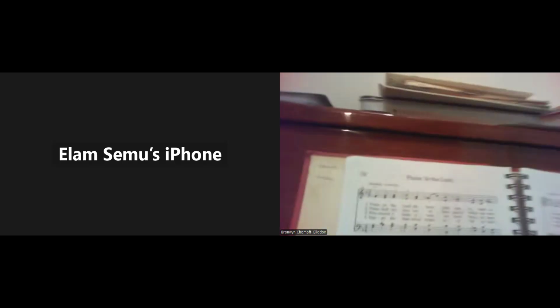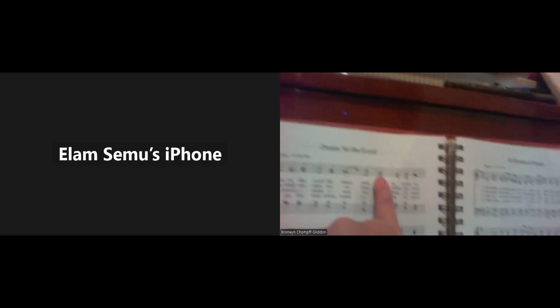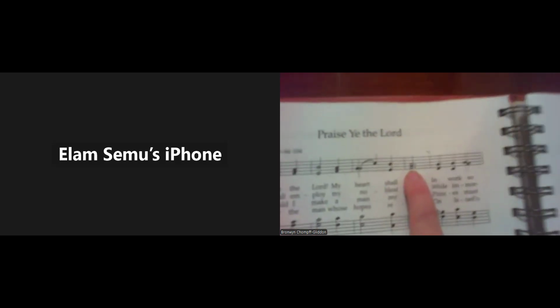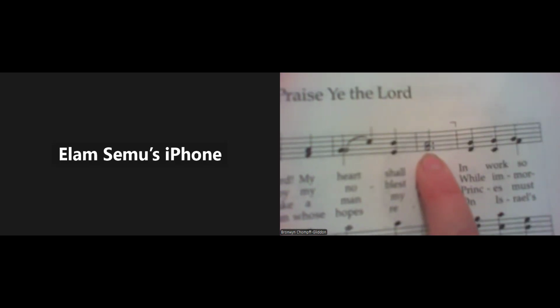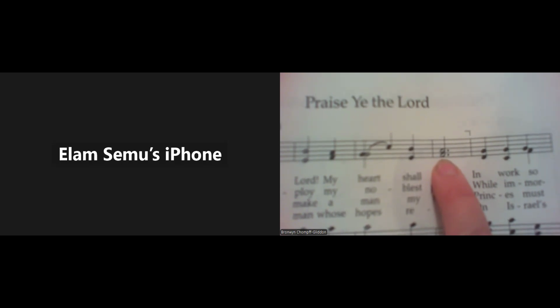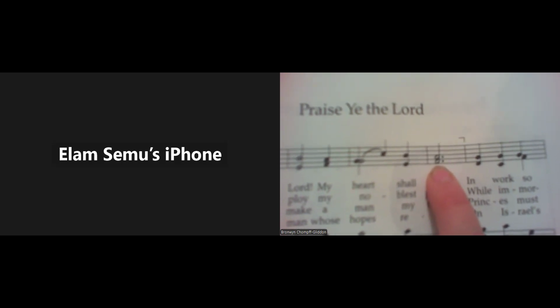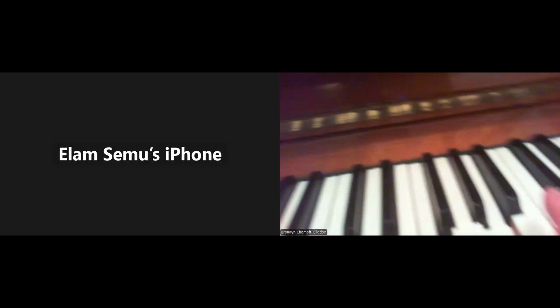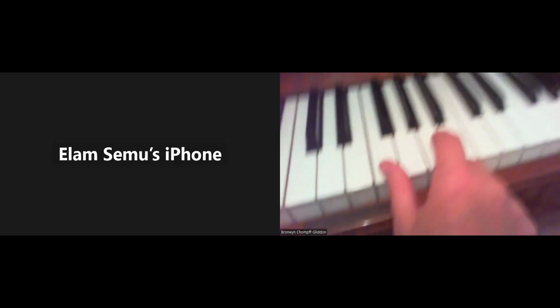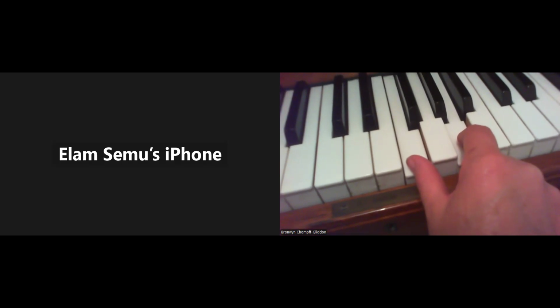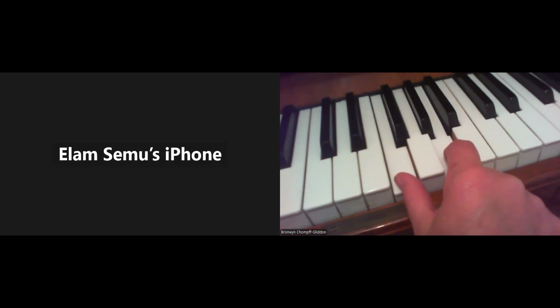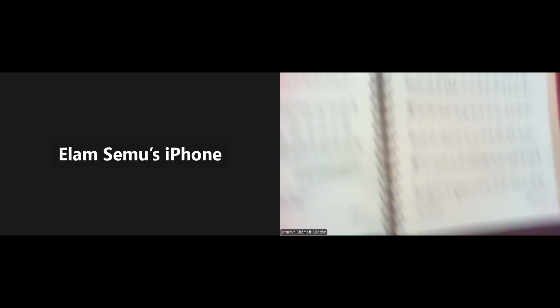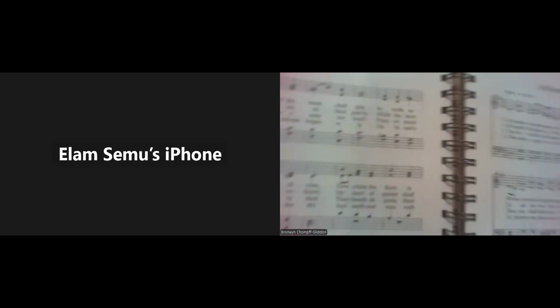And you see here, that is an F and an A. And what that looks like on the piano is this, F and A. And so that interval is called a third.